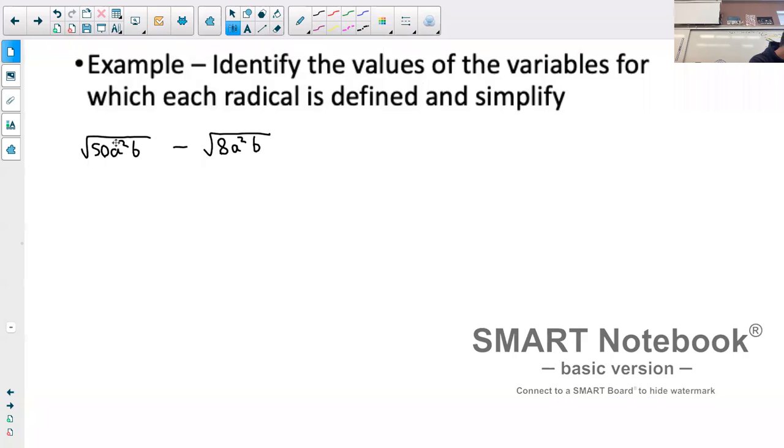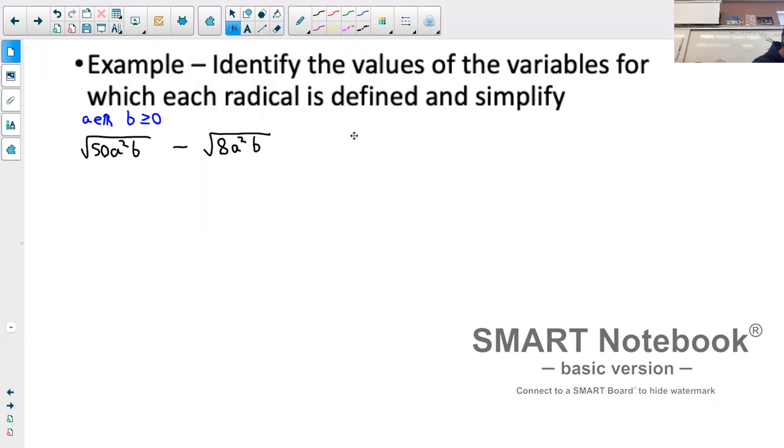Now looking at this one, we've got a squared in here. We know a is all real numbers because it is squared. So no matter what value it is, it's never going to make this negative. Our b, however, if it's negative, will make this whole thing negative. So therefore, b has to be equal to or greater than 0. And we have the same variables here, so we have the same restrictions for this one.